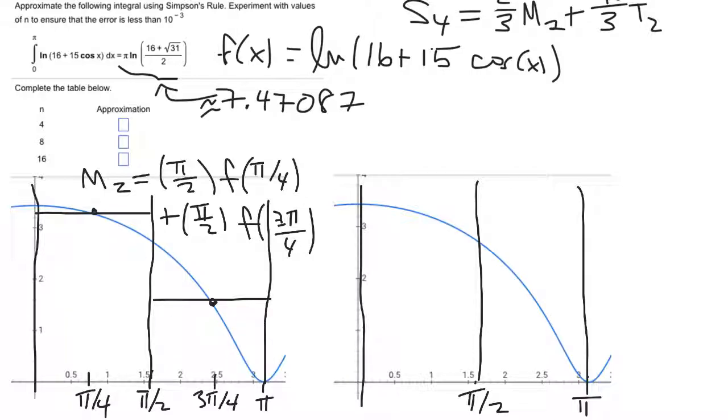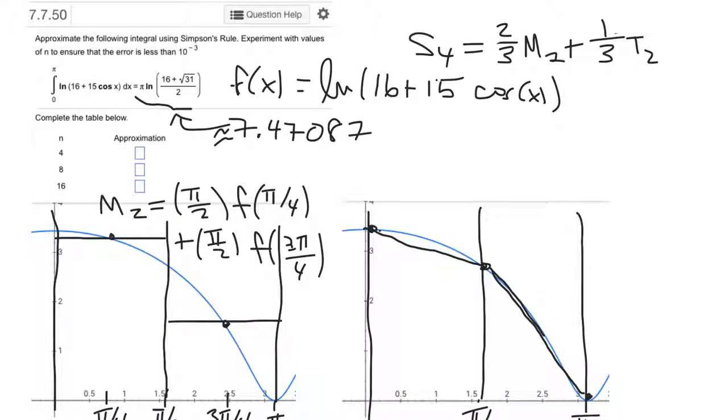With trapezoids, I'm evaluating here, here, and here. I'm evaluating at the ends of the strips. And what I'm evaluating is not just the single height, but I'm going to draw straight lines between the dots. Then I can calculate the trapezoid as the width times the average height. So the average height is going to be f of 0 plus f of pi over 2, all over 2. That's the first trapezoid.